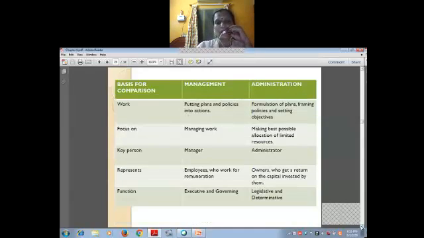Okay, administration is a legal design. Putting plans and policies into action. Formulation of plans, framing policies, and setting objectives. So all the plans, the admin only will form. Okay. Managing work, making best possible allocation of limited resources. Manager, there administrator. Employees who work for remuneration. Owners who get a return on the capital invested by them. So here the management will get only remuneration. There they are putting the capital. Here executive and governing, there legislative and determining.